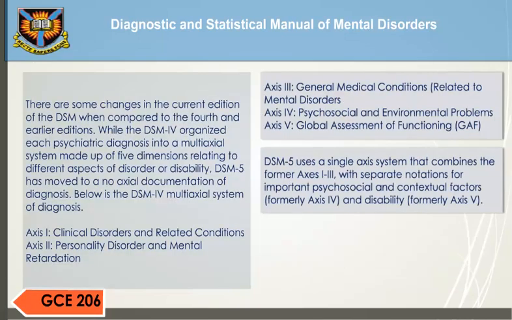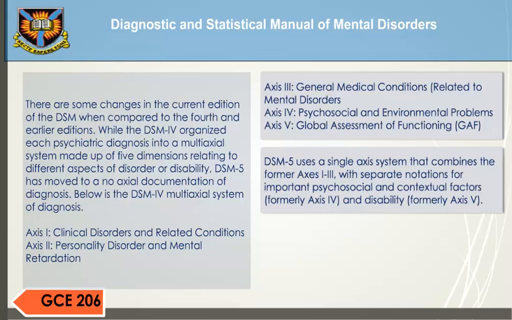2013. There are some changes in the current edition of the DSM when compared to the 4th and earlier editions. While the DSM-4 organized each psychiatric diagnosis into a multi-axial system made up of 5 dimensions relating to different aspects of disorder or disability, DSM-5 has moved to a non-axial documentation of diagnosis. Below is the DSM-4 multi-axial system of diagnosis.